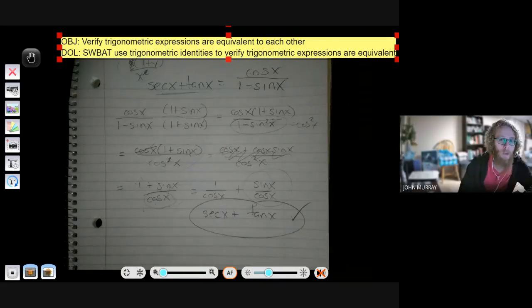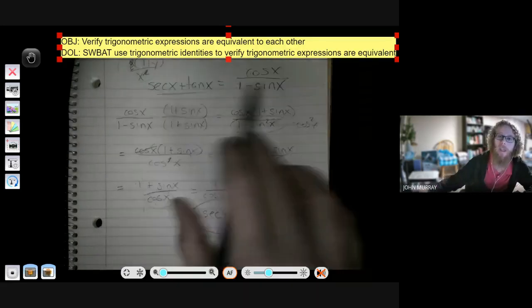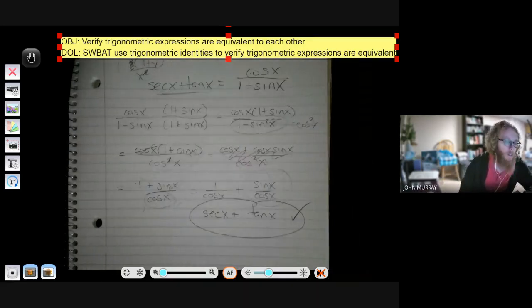For homework tonight, I want you guys to work on the other side. I want you to make secant and tangent look like that. I'll put it up on Google Classroom. I'll make a form so you have something to look at. I want you to try to work the other way, and then we'll go over that tomorrow, and we'll practice some more complicated examples.